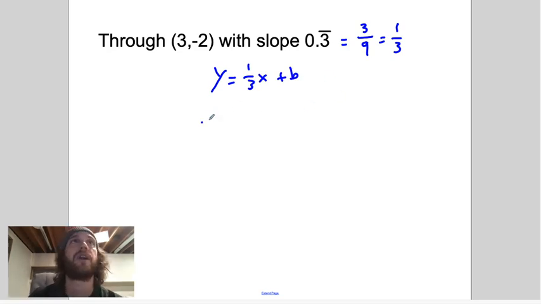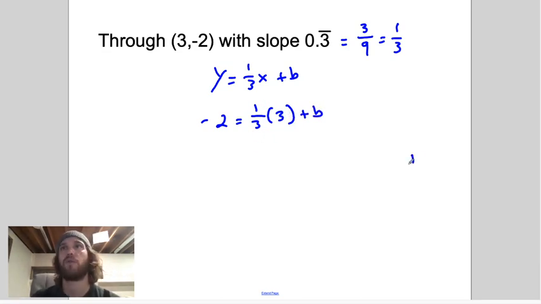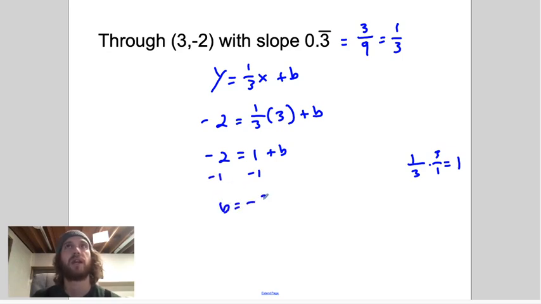All right, so now we've got to plug in. That's -2 equals 1/3 times 3 plus b. 1/3 times 3 over 1. Go over and do an aside if you need to. Well, those are just going to cancel. You'll end up with 3 over 3 or 1. So -2 is equal to 1 plus b. Subtract 1 from both sides, and you end up with b equals -3. So our equation here is y equals 1/3 x minus 3.